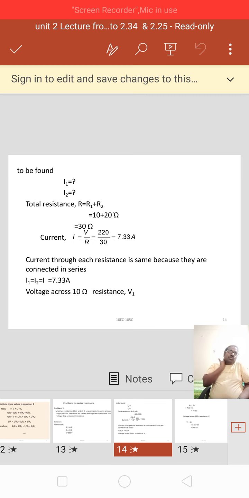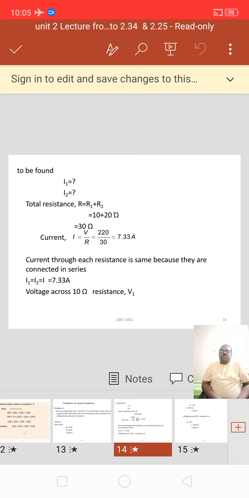Total resistance R equal to R1 plus R2, from the equations for series connection. So R equal to 10 plus 20, that equals 30 ohms. Current flowing through the circuit I equal to V by R. V is 220 and R is 30, so the I value is 7.33. We know that the current flowing through a series circuit is the same in all the resistors. So I equal to 7.33 equal to I1 equal to I2 equal to 7.33 amperes.